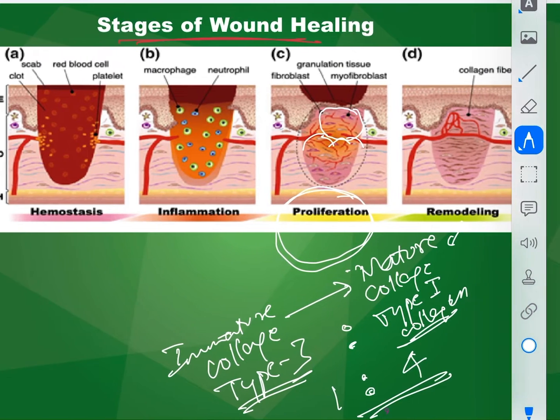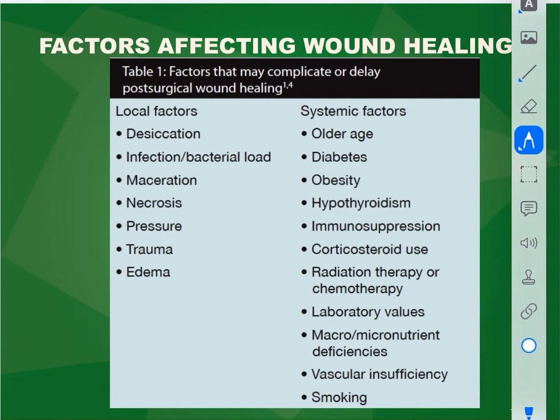Now let's move on to the next topic, which is the factors affecting wound healing. We all have seen that some wounds take just 1 week to heal, and in some patients it may take really very long for the wound to heal. Why is it so? That is because there are a lot of factors which affect this healing process. It's not as simple as it looks.